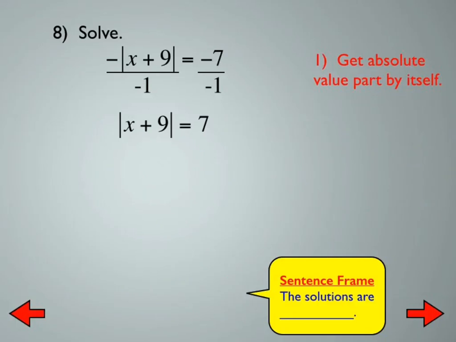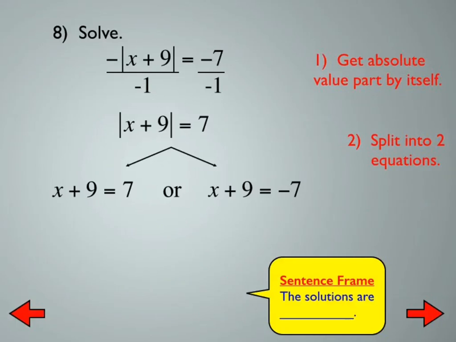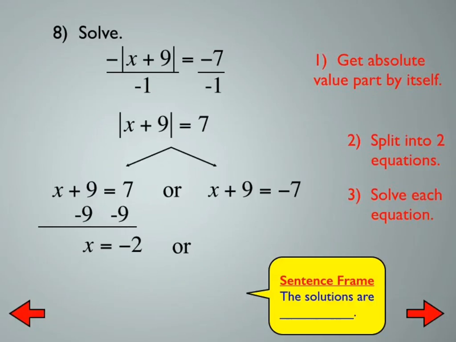Now you can see that there is a solution. So split it up. Solve both of them for x. The one on the left will give us -2. The one on the right will give us -16. So therefore, the solutions are -16 and -2.